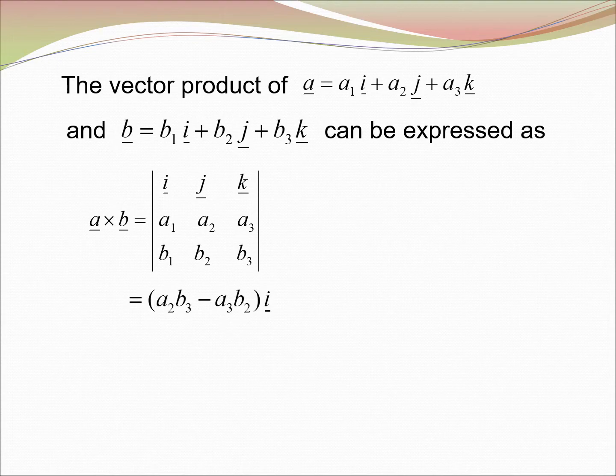If we expand along the first row, eliminating the first row and first column, we get a2 b3 minus a3 b2 for component i. Then minus, eliminating the first row and second column, we get a1 b3 minus a3 b1 for component j. And eliminating the first row and third column, we get a1 b2 minus a2 b1 for component k.